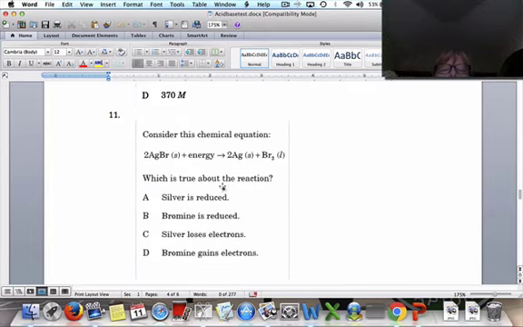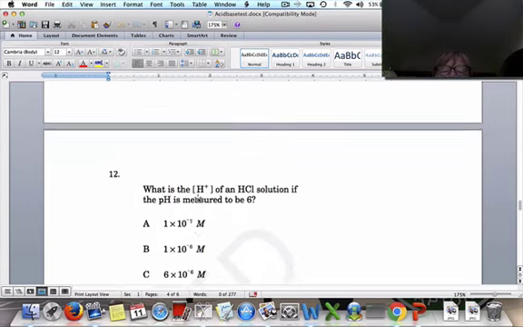All right, here we go. Silver is +1 here, and it's 0 here. Silver has been reduced. It was +1 and it went to 0. So silver is reduced is the correct answer.